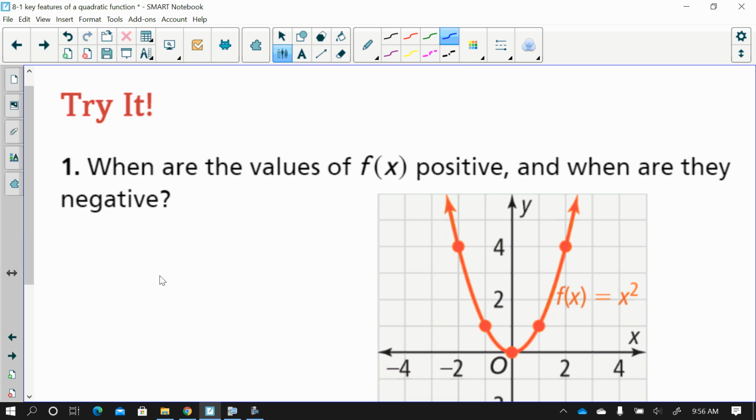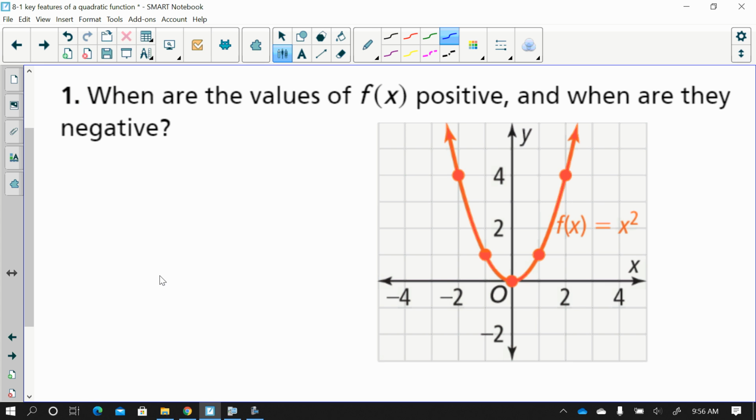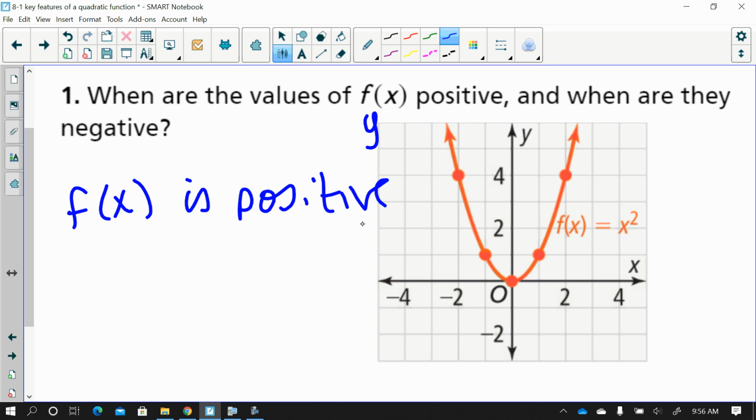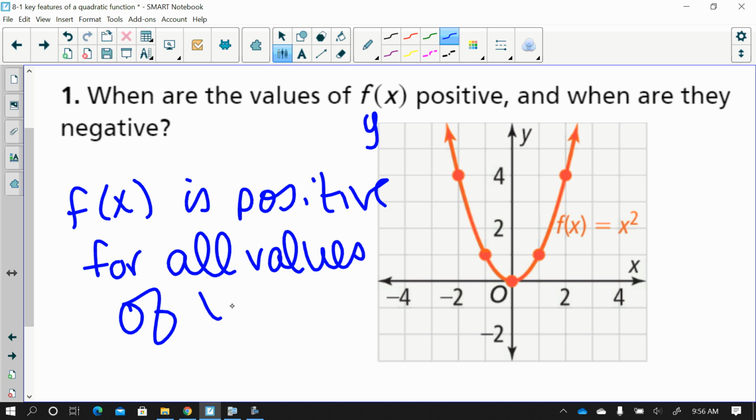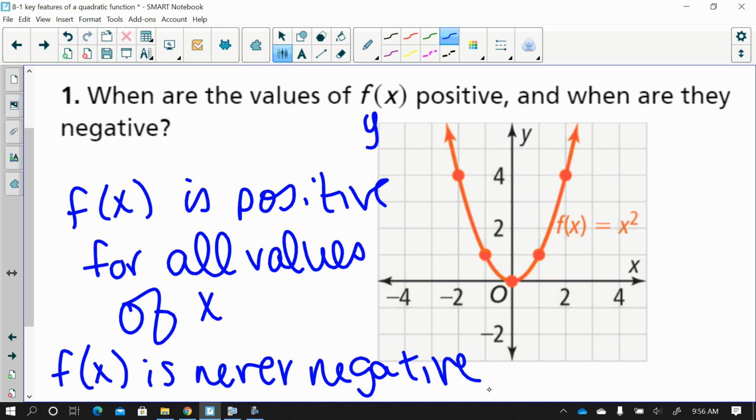All right, so let's look at this one. We want to know when the values of f of x are positive and when they're negative. Well, remember, f of x is just the same thing as y. So where are my y's positive and where are my y's negative? Well, f of x is positive everywhere. We don't have any negative y values. f of x is positive for all values of x. f of x is never negative, at least in this example.